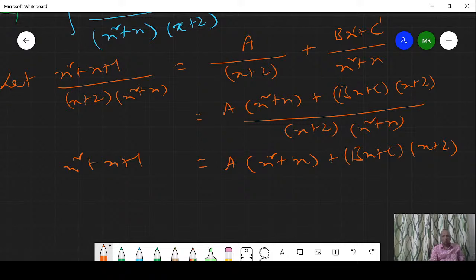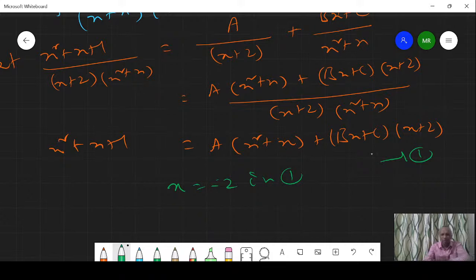Now how to find the values of A, B, C? To find A, which is under a linear factor, always take x plus 2 equal to 0 in the rough work, so x equals minus 2. If we consider x equal to minus 2, b and c can be eliminated. Let this be equation 1. Put x equal to minus 2 in equation 1.